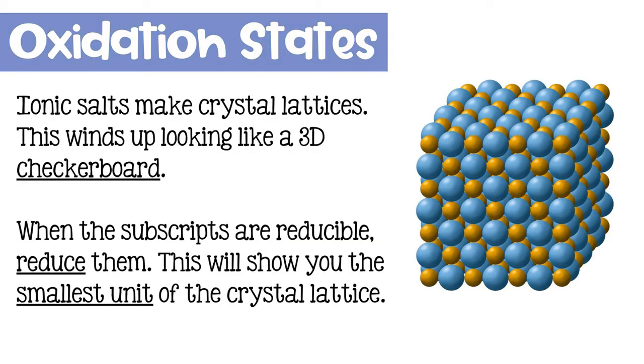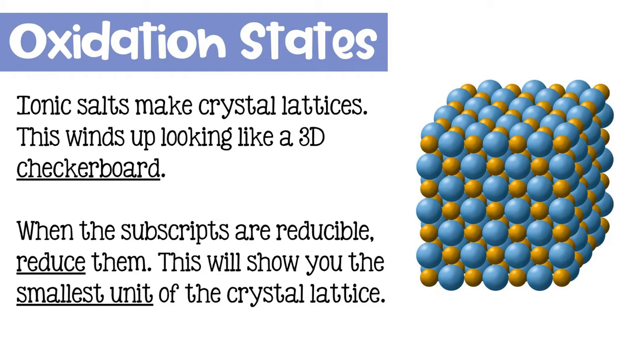Now, what happens if you try doing this with magnesium and oxygen? Well, Mg has a +2 charge and O has a -2 charge. When you crisscross them, you get Mg2O2. However, remember ionic salts make up crystal lattices? So they have a repeating structure. That's why they look sort of like a 3D checkerboard.